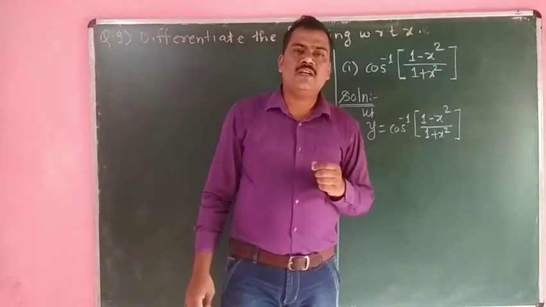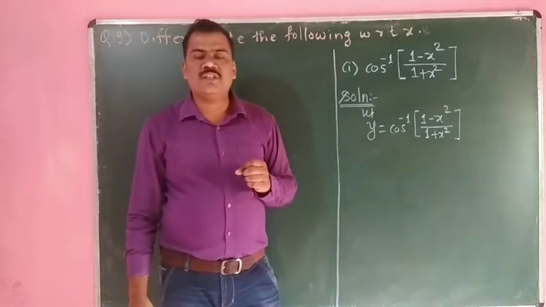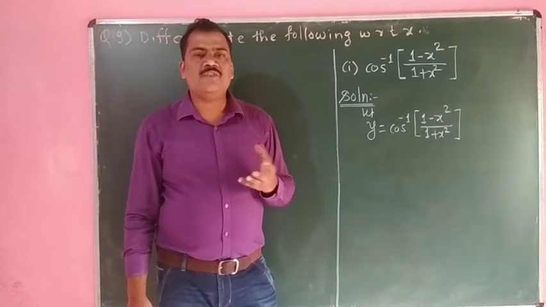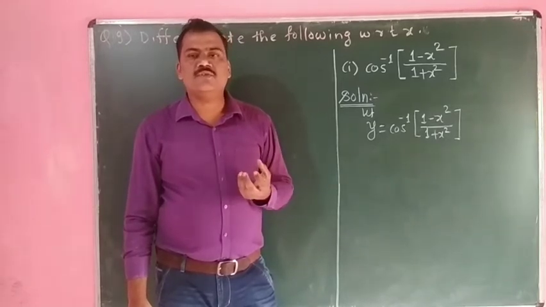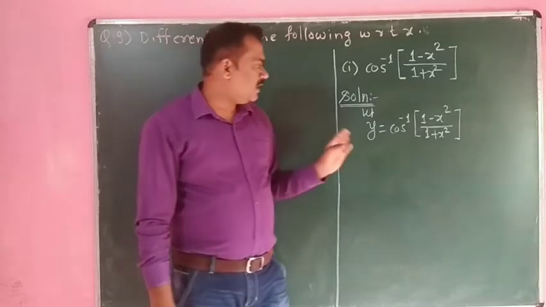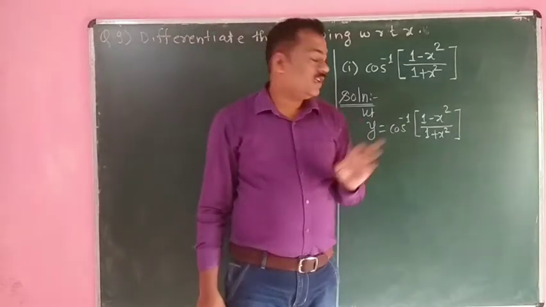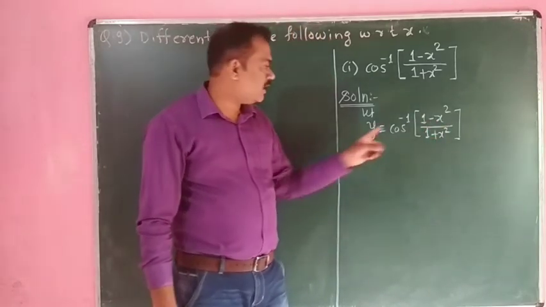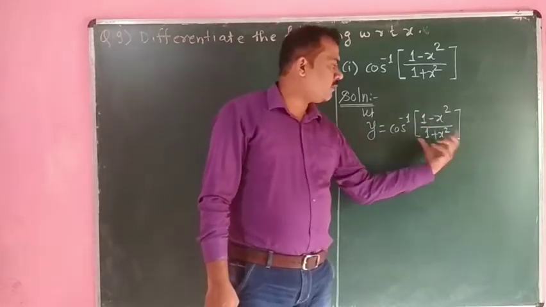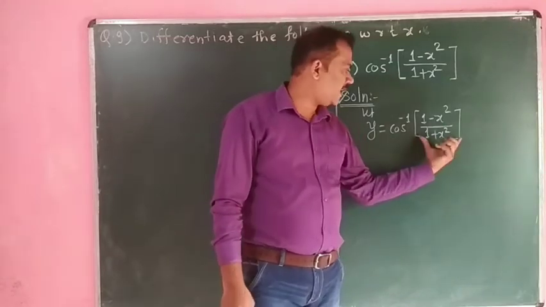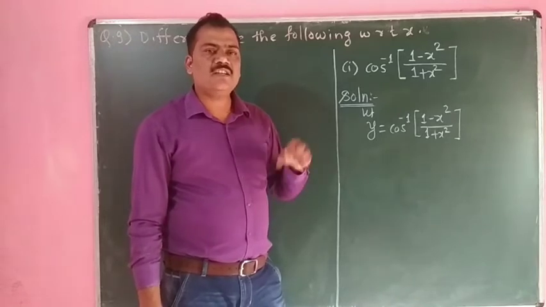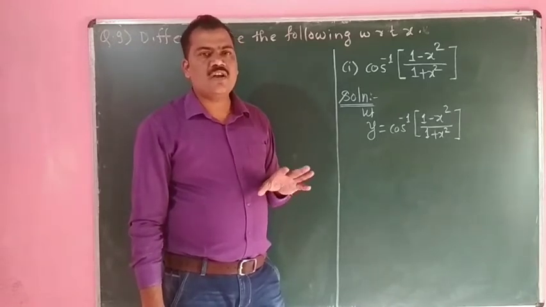When we discuss the standard substitutions or proper substitution, I will tell you how to identify the substitution, or which substitution we have to use. Similarly, in this example, y is equal to cos inverse of 1 minus x square divided by 1 plus x square. Here cos inverse is there. We require the value of this bracket either in terms of trigonometric function sin theta or in terms of trigonometric function cos theta.